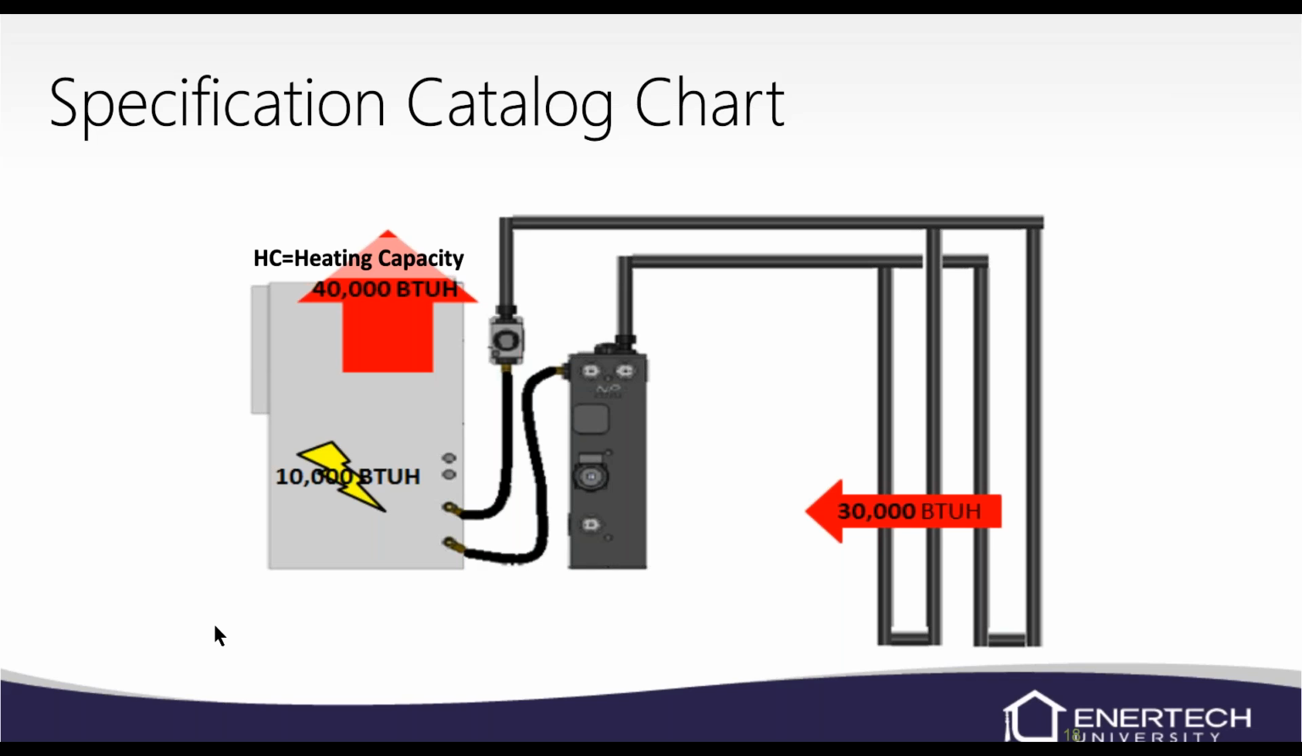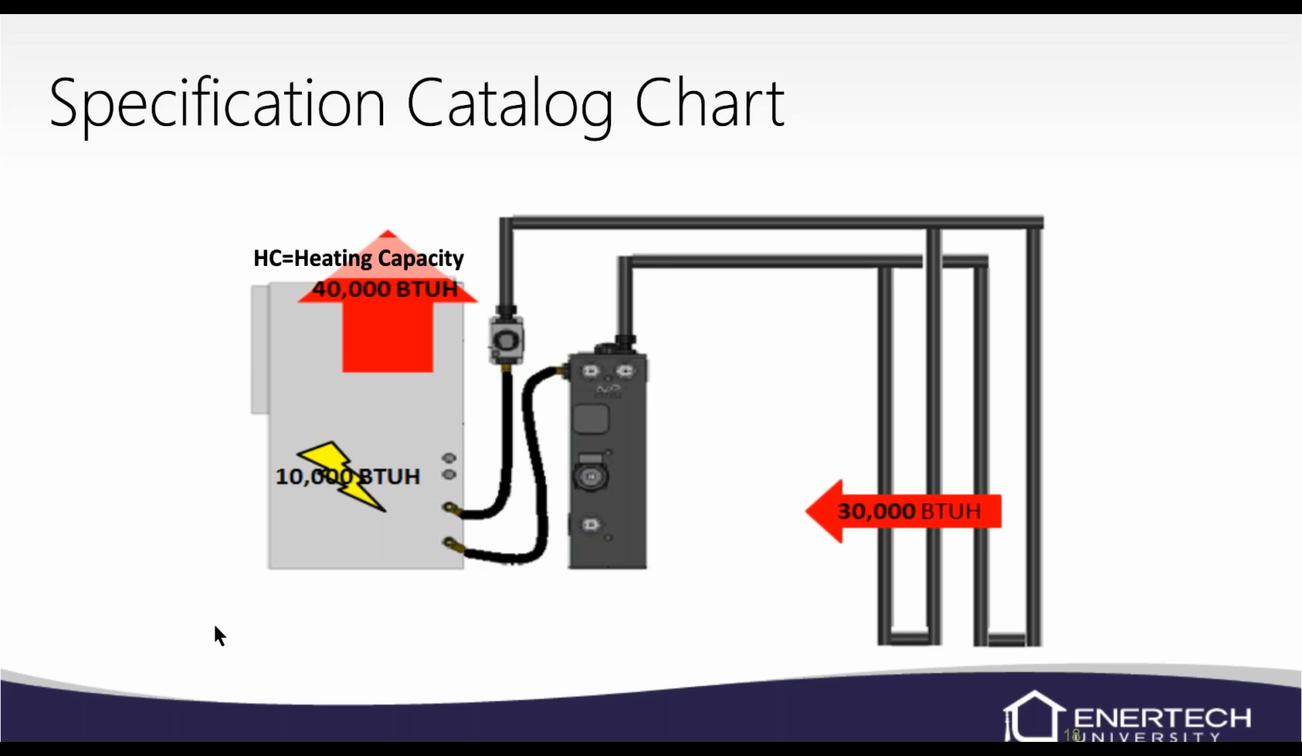And in this example, 40,000 divided by 10,000 BTUs would be a 4.0 COP. Usually it doesn't work out quite that nice, but that's basically heating capacity. Your heating capacity will always be higher than your heat of extraction, and your heat of rejection will always be higher than your heat of extraction.